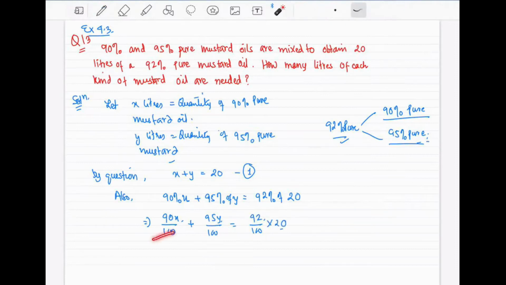Okay, so I can cancel all of them, because the denominator is the same. I can remove the hundreds, so I'm canceling out the hundreds in all of the terms. Let's keep the remaining. What is remaining here? We will have 90x, 95y. 92 into 20 will be how much? 2 9s are 18, 2 2s are 4, 1840. This is equation number 2.